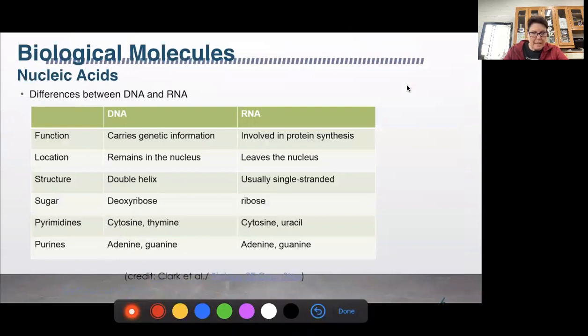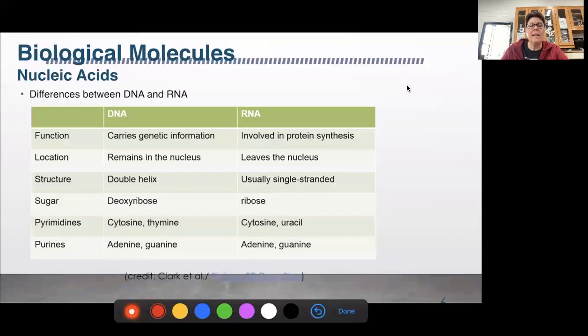The differences between DNA and RNA: the function of DNA is it's the master copy of information, whereas RNA is involved in protein synthesis. The location: DNA stays in the nucleus for eukaryotic cells. Of course, we don't have a nucleus in our prokaryotes. In RNA, we will make the RNA in the nucleus, but it will leave out the nuclear pores and go into the cytoplasm. The structure is a double helix for DNA. Like I said, RNA is usually single-stranded.